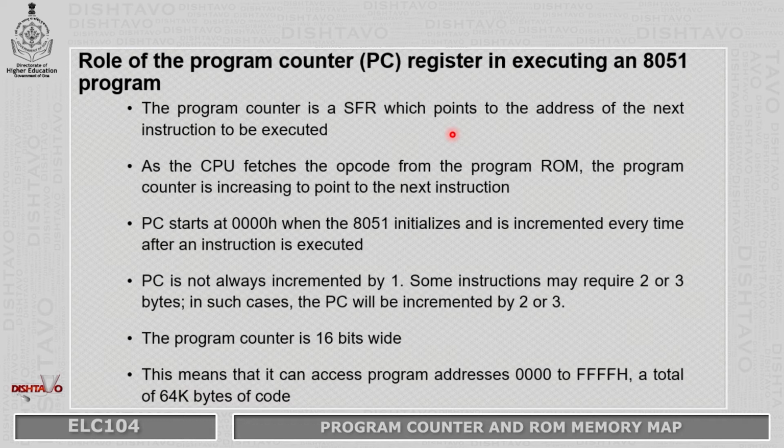The program counter is 16-bit wide. This means that it can access program addresses right from 0000 hex to FFFF hex. That is a total of 64 kilobytes of code. In no way can a program counter access memory beyond 64 kilobytes of code.